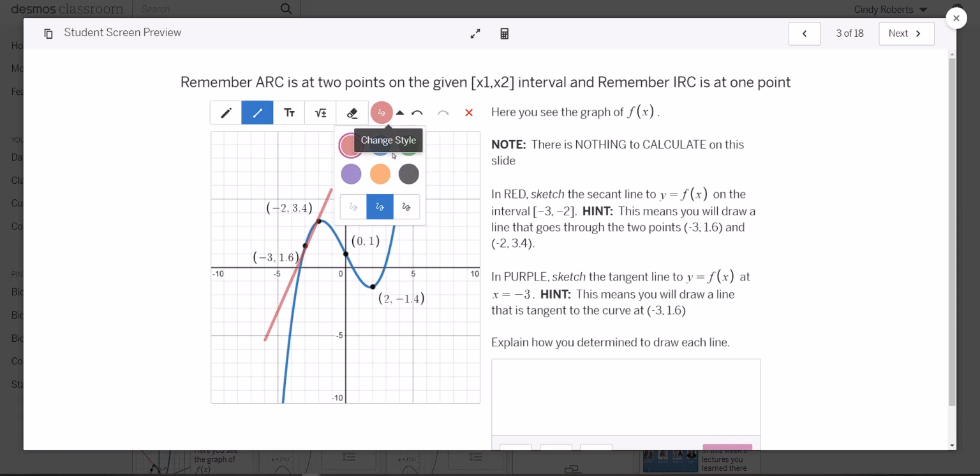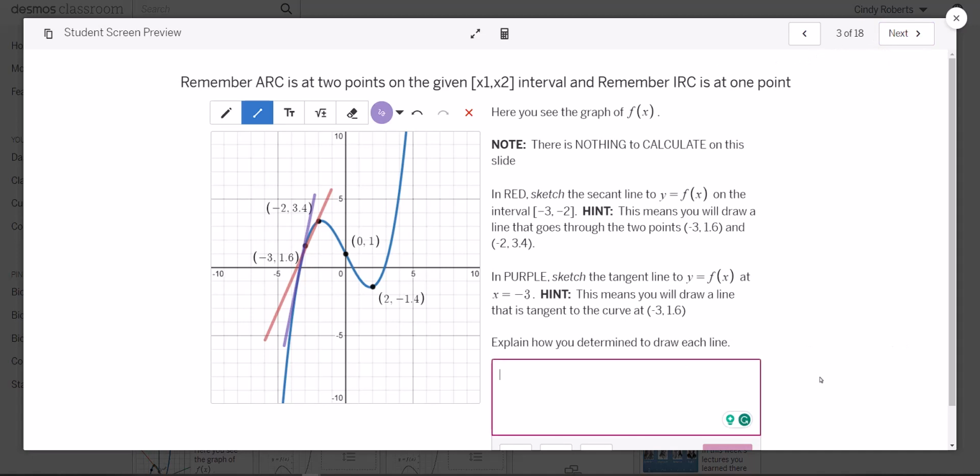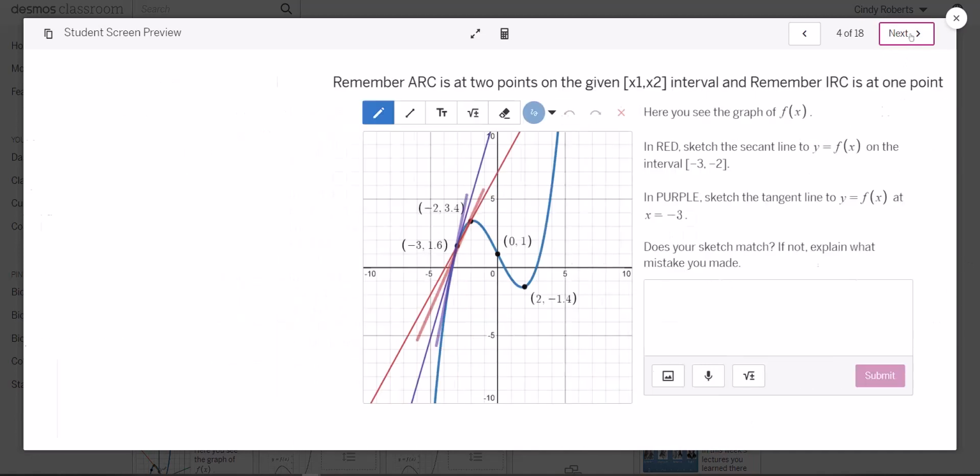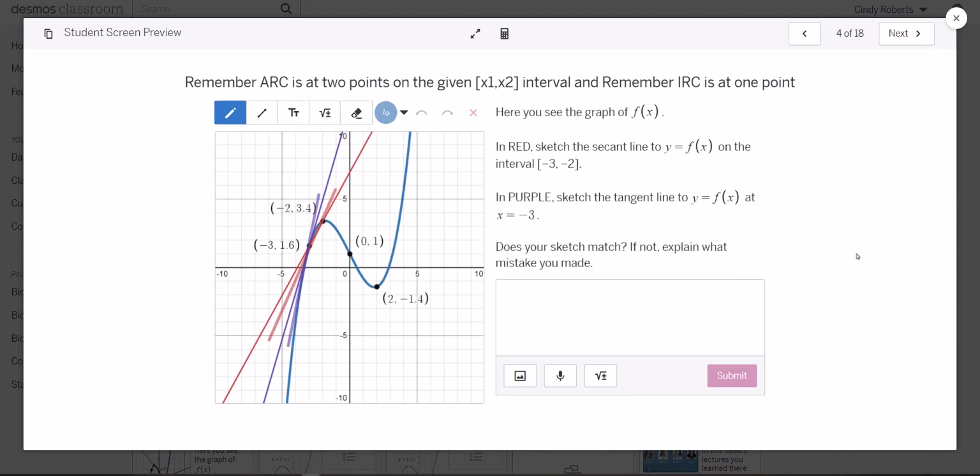And then it says in purple, draw the tangent line at the point at exactly -3. And so it should look something like that. And it says explain how you determine to draw each line. I leave that up to you, but I pretty much told you. And so now when we go to the next slide, it will show you what it was supposed to look like, and hopefully yours kind of sort of looked like it.